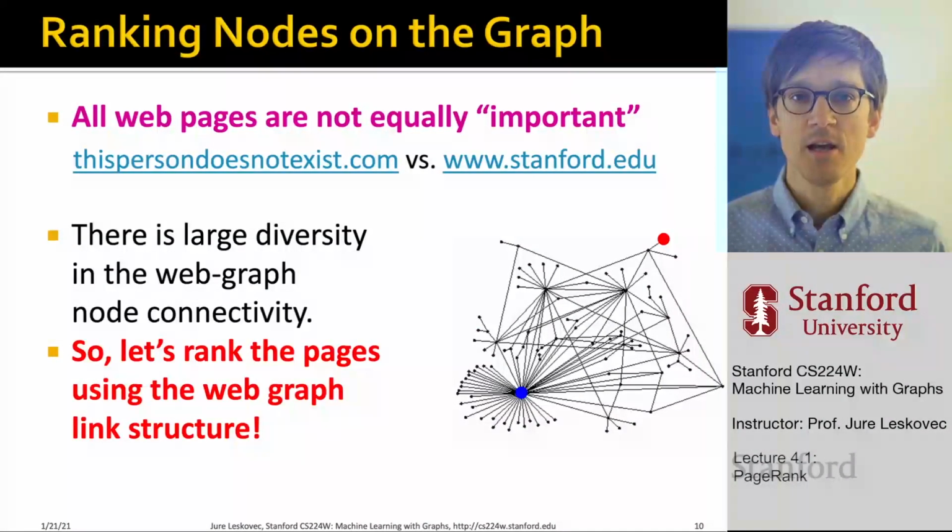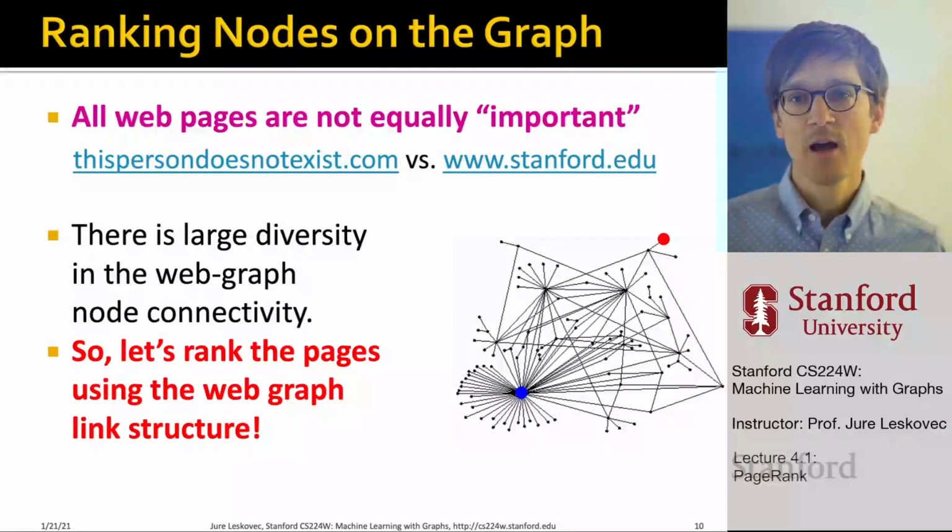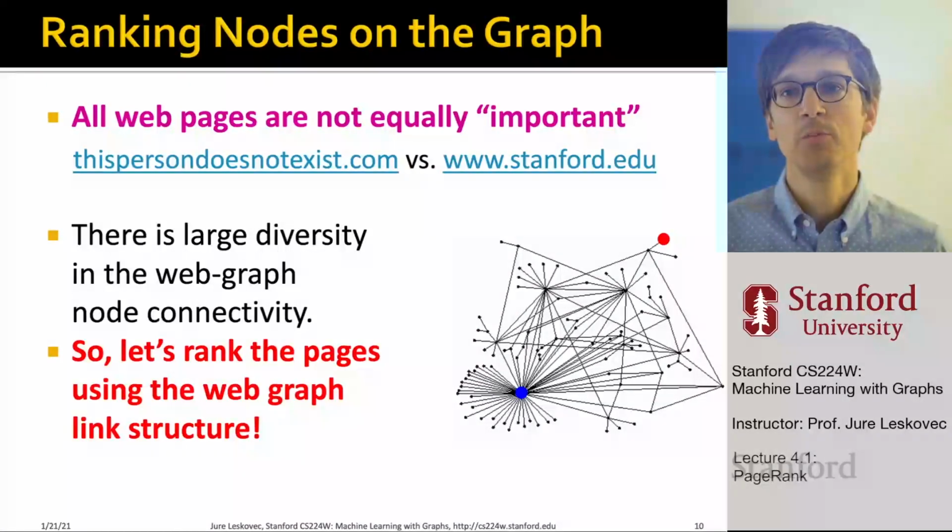Because there is this large diversity in the web graph connectivity, the question is, could I somehow rank the pages using the web graph link structure, in a sense, which ones are more important, more popular, more trustworthy, and which ones are less important, less trustworthy. That way, when I rank search results, I can use this as a signal into what to put on the top and what to put on the bottom.